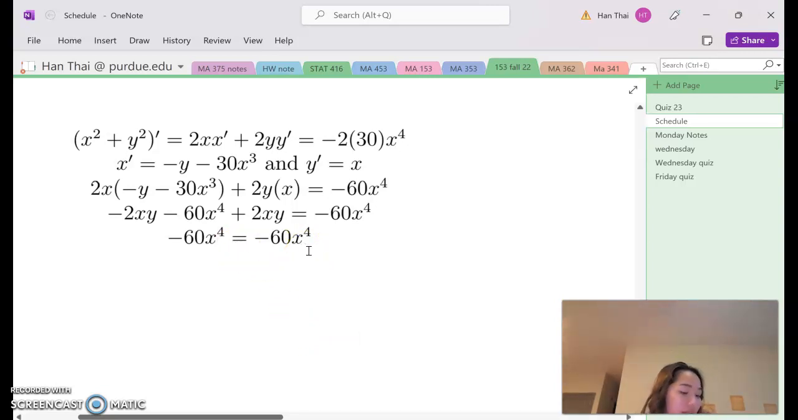So this proves the statement that the orbit should constantly move towards the origin, because the quantity -60x to the fourth is negative or 0 for all x's. Since x squared plus y squared is the distance from the orbit to the origin, this quantity is decreasing in the orbit while it spirals in, and the difference is due to numerical error.